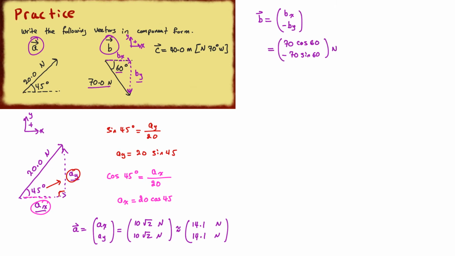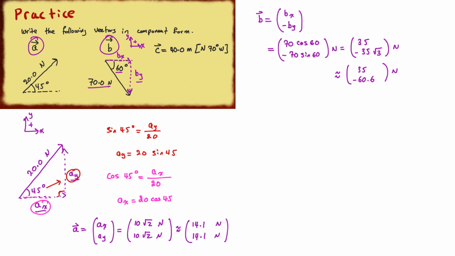If I want to write the exact solution to this, cosine of 60 is 1 over 2, so this is going to be 35, and sine of 60 is square root of 3 divided by 2, which is negative 35 in this case, because it's divided by 2 multiplied by root of 3, and my units is in newtons. If I want to write an approximate answer, then this is approximately, well, 35 is the exact one, and this one would be negative 60.6 using three significant figures, and my unit is in newtons.